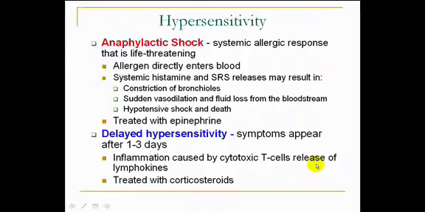Another type of hypersensitivity is what we call anaphylactic shock. Now this is unique because with allergies, the antigens are usually localized in your respiratory system. Okay. Now with anaphylactic shock, the antigen enters your bloodstream. And if it enters your bloodstream, now you have an allergic reaction that's systemic. It's happening all over your body, and this can be life-threatening.